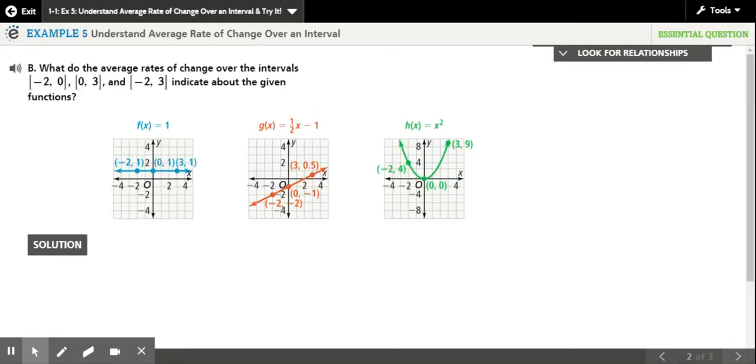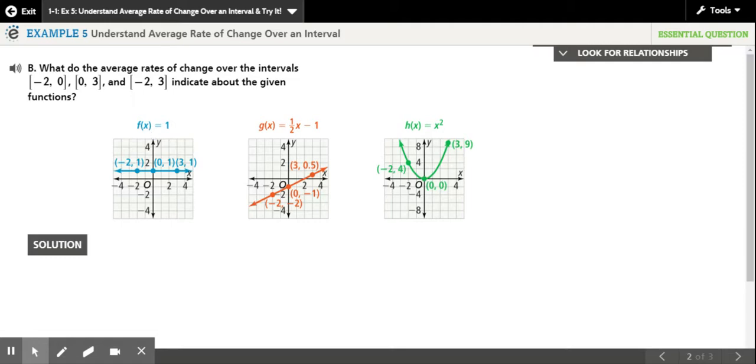So what do the average rates of change over the intervals -2 to 0, 0 to 3, and -2 to 3 indicate about the given functions? Okay, so let's look at the first one. The first function is just f of x equals 1. So it's just y equals 1.